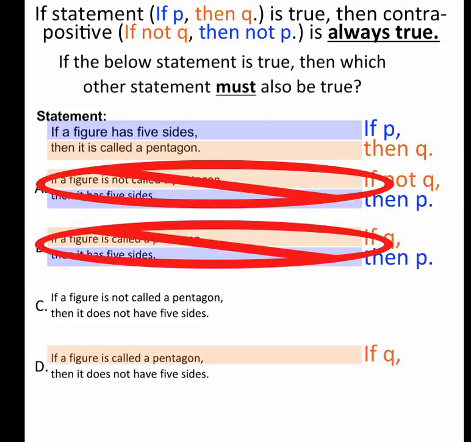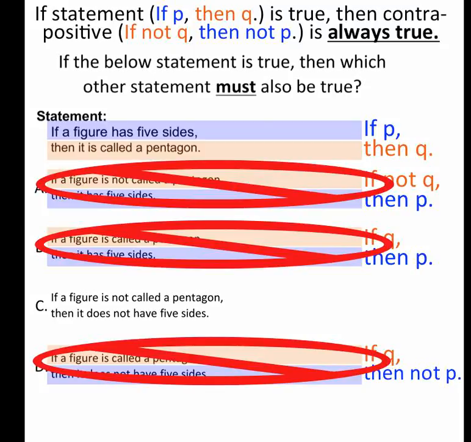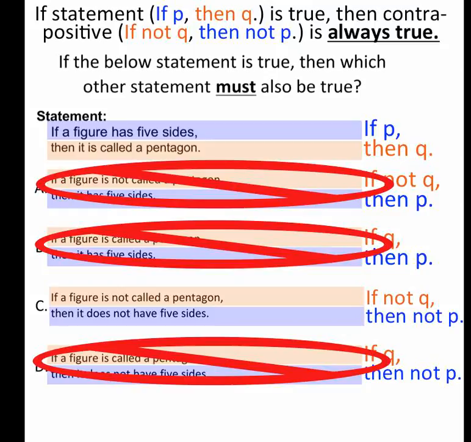The next one is if Q again: if a figure is called a pentagon, then not P, then it does not have 5 sides. We're getting a little closer, but again, that's not the contrapositive. But now let's look at C. If a figure is not called a pentagon, so that's if not Q, then it does not have 5 sides, then not P. That is our contrapositive, so that's our answer, C. That must be true.